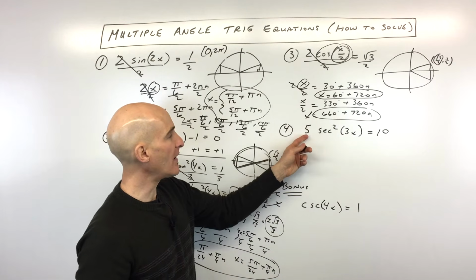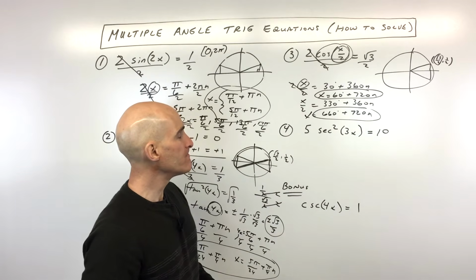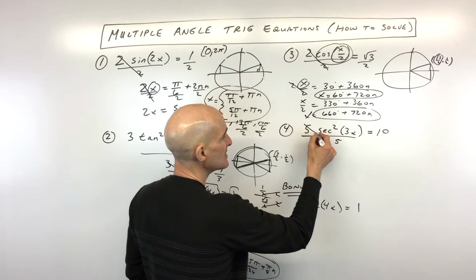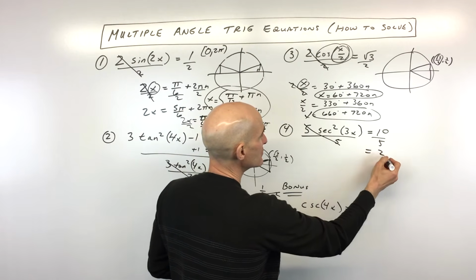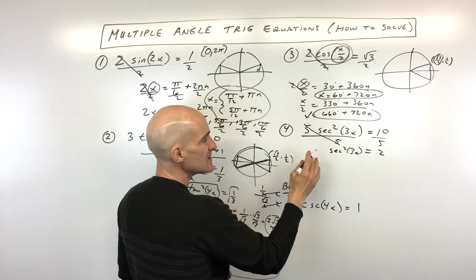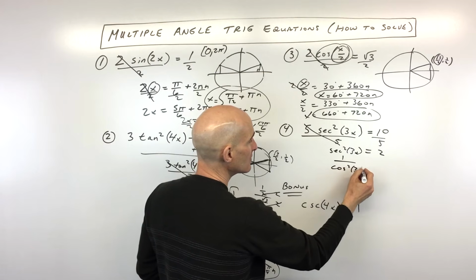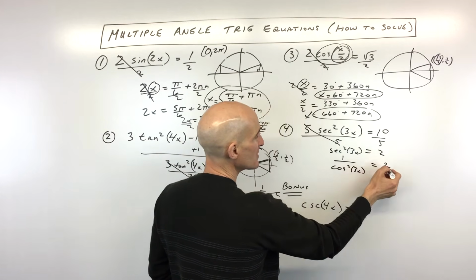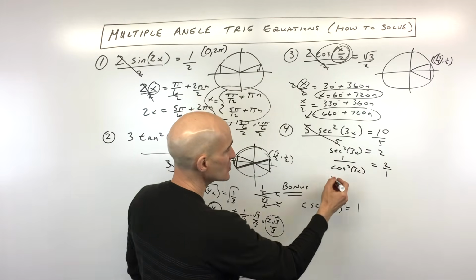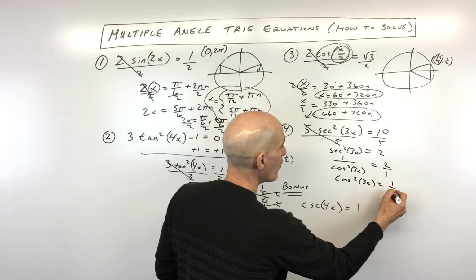So number 4, we've got 5 secant squared of 3x equals 10. So how are we going to solve this? Same idea. We're going to divide both sides by 5. We're trying to get that secant by itself. So that comes out to 2. So we're saying secant squared of 3x is equal to 2. Secant, though, is really what? It's the reciprocal of cosine. 2 is like 2 over 1. But now what I'm going to do is take the reciprocal of both sides of this equation. So if I do that, I get cosine squared of 3x is equal to 1/2.